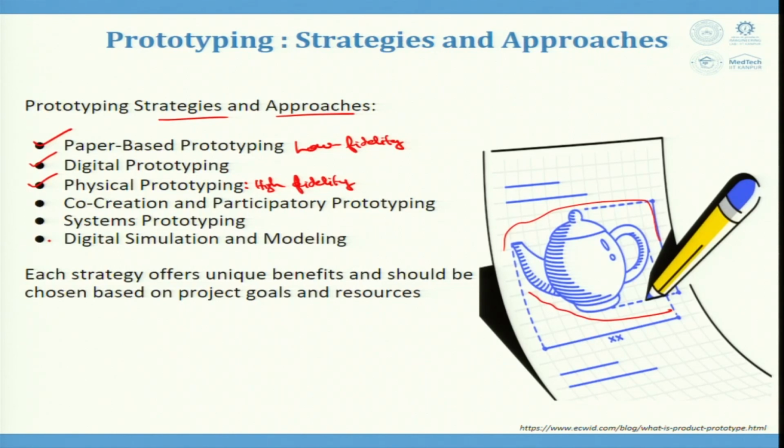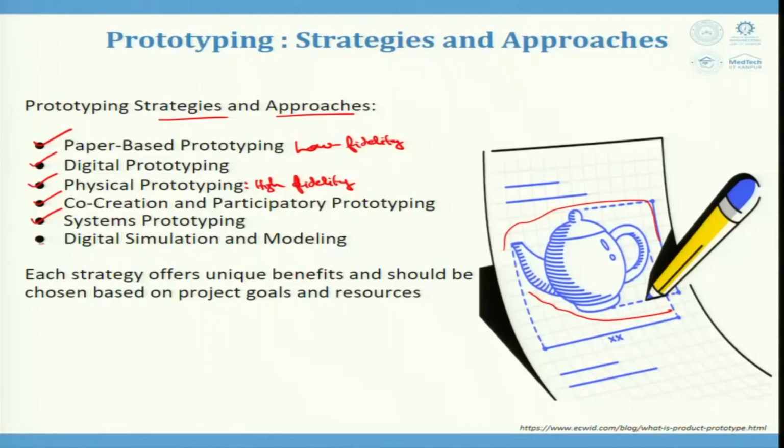Then co-creation and participatory prototyping, which means involving all the stakeholders in the process for inclusive solutions. Systems prototyping, that is examining the interactions and unintended consequences within complex systems. The overall manufacturing system, the vendor development, the manufacturing facility, everything could be prototyped.